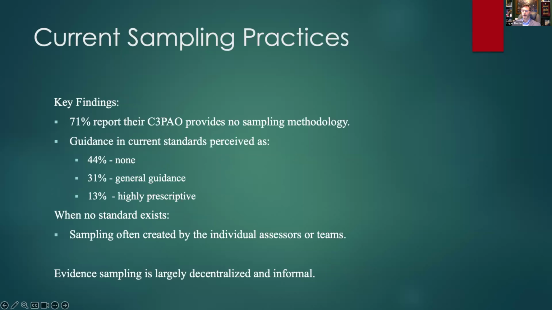One of the most significant findings is the lack of formal sampling methodology. 71% of the respondents reported that their C3PAO does not provide a defined sampling approach. Additionally, nearly half indicated that existing guidance provides no meaningful direction. As a result, sampling decisions are often developed independently by assessors or small teams, and this leads to decentralized and inconsistent practices across the ecosystem.